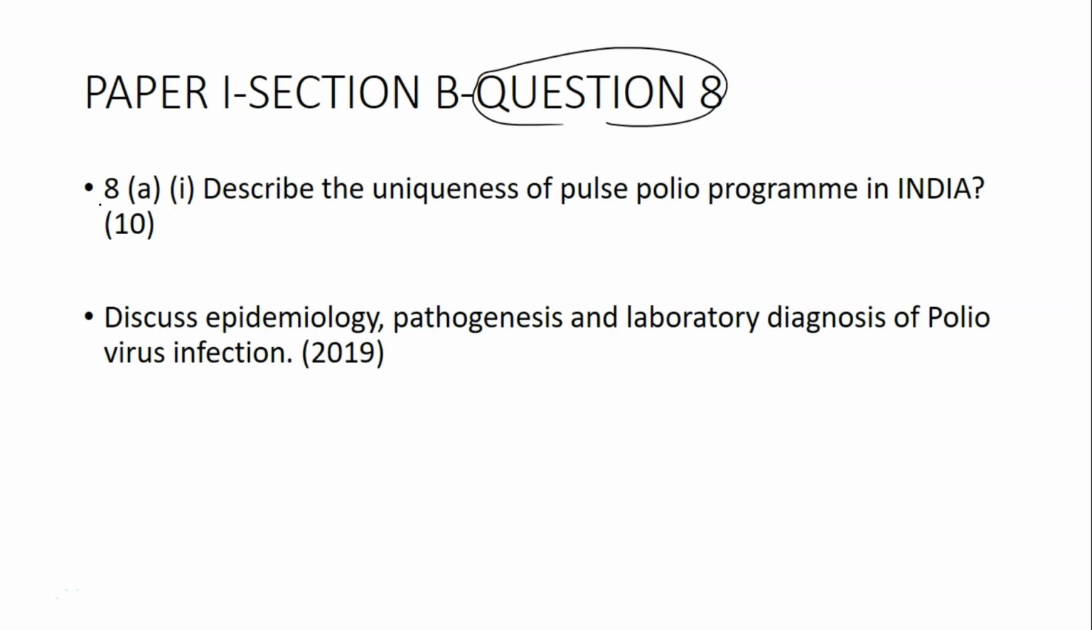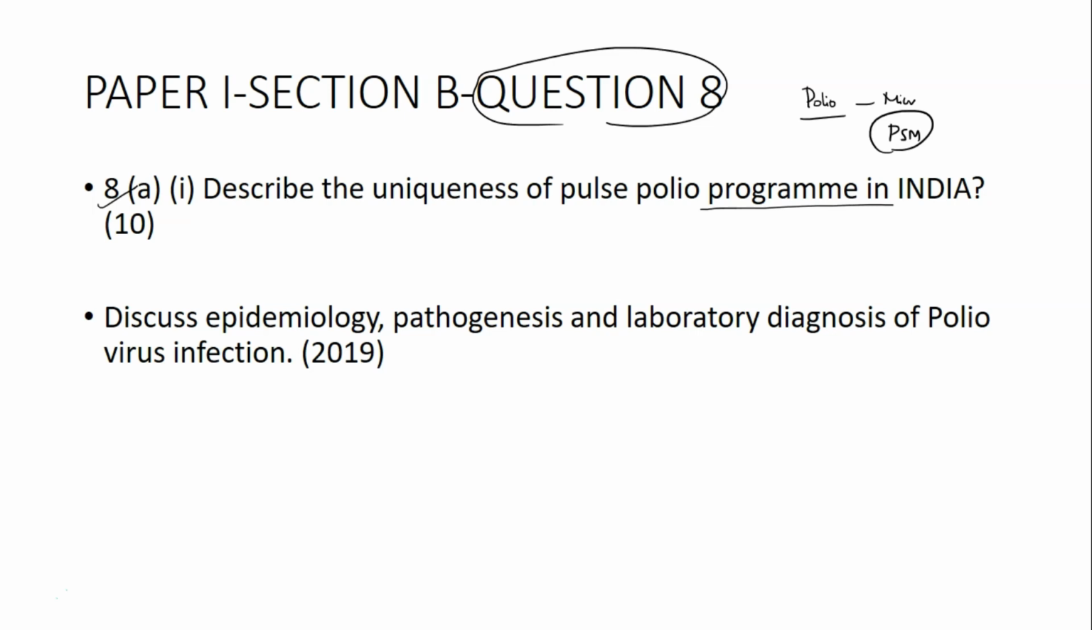Okay, so question number 8, A1 is describe the uniqueness of pulse polio program in India. Polio per se is from both aspects, microbiology and PSM, but in the PSM they haven't ever mentioned polio as a separate topic, right? So the polio is eradicated. Polio is out of the box, but the reason for its eradication is the pulse polio program which we follow in India. So that's very important.